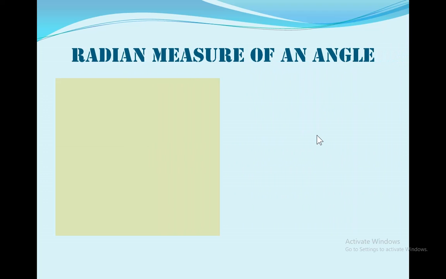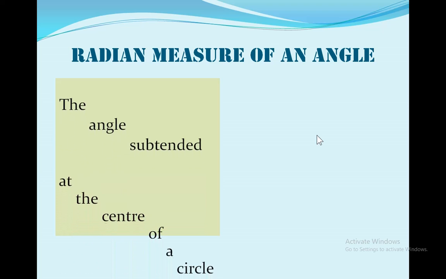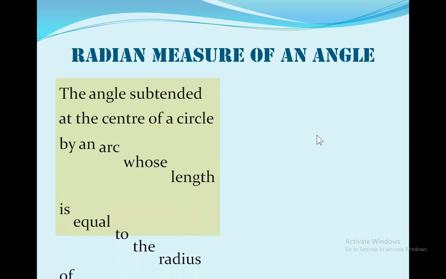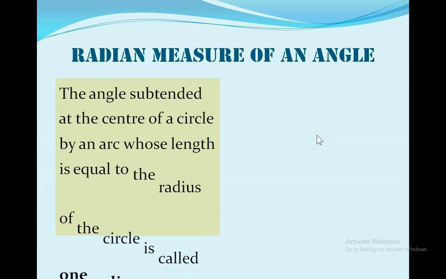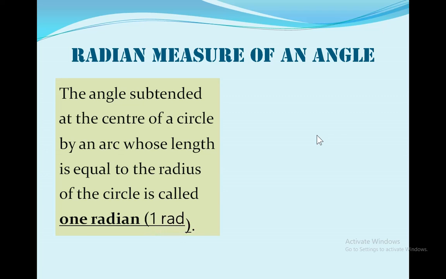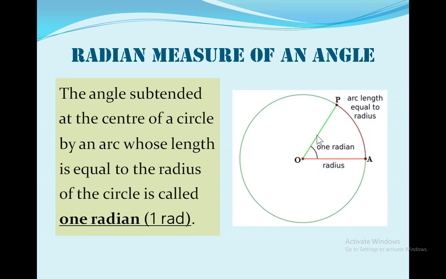Next we have radian measure of an angle. The definition says the angle subtended at the center of a circle by an arc whose length is equal to the radius of the circle is called 1 radian. In the form of a diagram, you can draw it as in your picture. OA is the radius, whereas AP is the length of the arc, and the measurement of both is the same. Then the angle subtended at the center, that is angle AOP, is 1 radian.